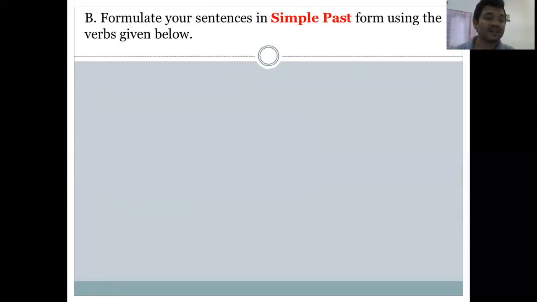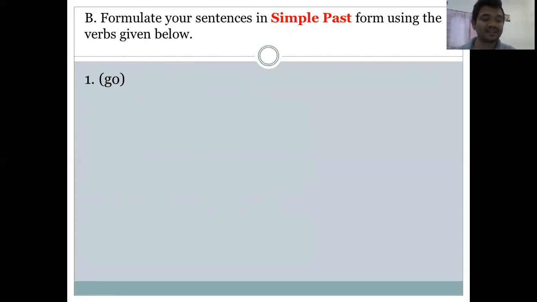Amazing. Now, letter B. Formulate your sentences in simple past form using the verbs given below. So I'm going to project verbs here, and all you have to do is formulate your sentences in simple past form. I am not expecting you to arrive at the same answer as mine, but I'm expecting you to formulate sentences based on the structures that I have just given to you. Okay, again, formulate your sentences in simple past form using the verbs given. So I will be giving you verbs here.